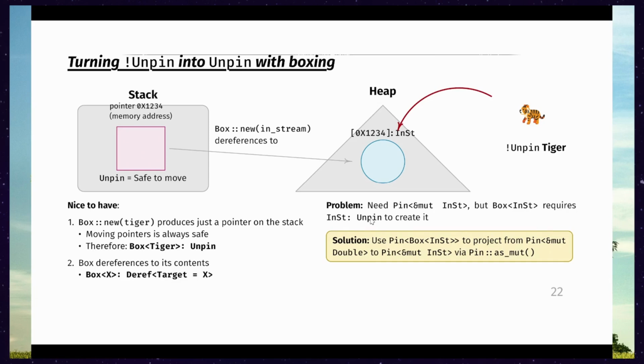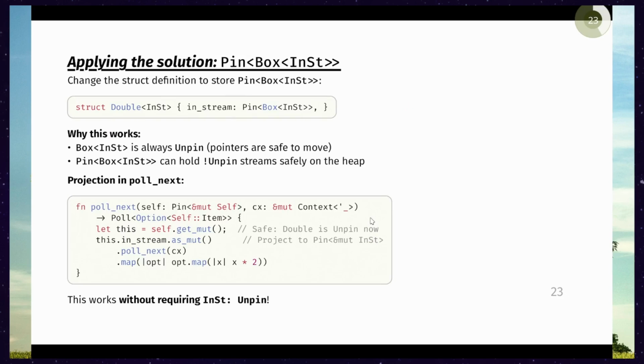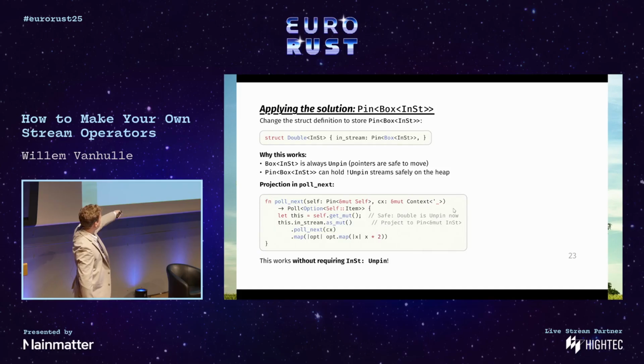So you could do that as well for the stream. So instead of just having a plain field of type input stream, you put a Pin Box around it. So this will turn this field into something that is Unpin. And because Unpin is an auto trait, also the DoubleStrike becomes Unpin, and the operator is Unpin. And once we have that, we can just call getMute and also asMute.